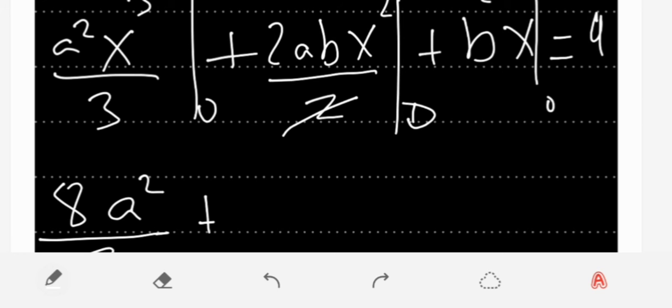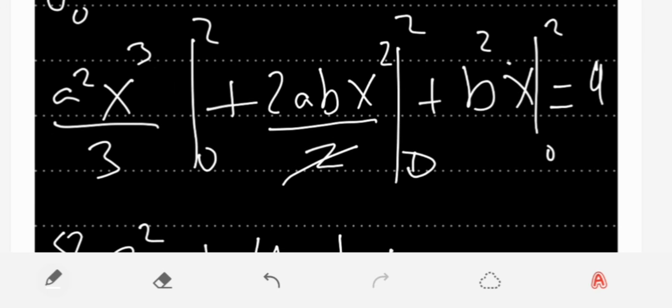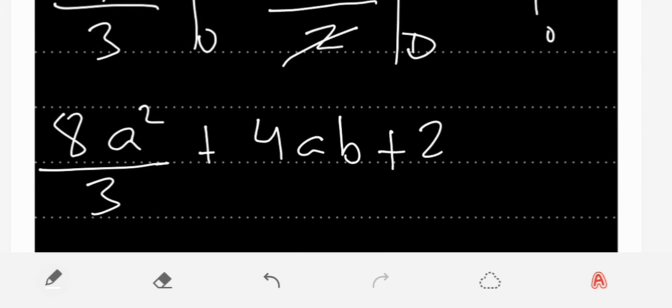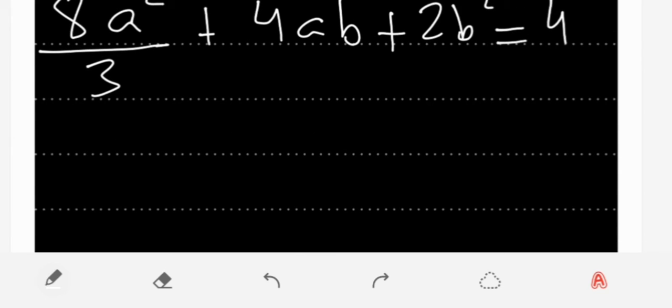we will have that this 2 over here goes in the x place and it is squared, right? So 4ab plus b squared multiplied by 2, right? So b squared multiplied by 2, 2b squared is equal to 4. Now let's multiply everything by 3 just so that we can get rid of this 3 down here. So 8a squared plus 12ab plus 6b squared. Don't forget to multiply the 4 too, okay?